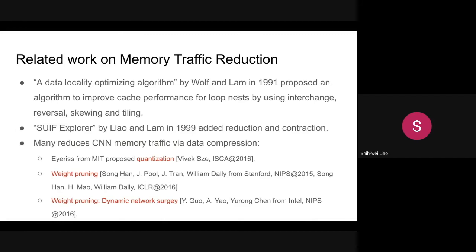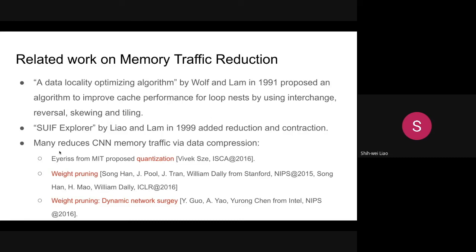There's a bunch of related work on memory traffic reduction. In 1991, Monica Lam, who is my advisor at Stanford, and her student at the time, Michael Wolf, wrote a seminal paper called Data Locality Optimizing Algorithms. In 1999, my advisor and I wrote SUIF Explorer. SUIF stands for Stanford University Intermediate Format. That's the compiler from Stanford University. In addition to the unimodular transforms, which are interchange, reversal, and skewing, and also tiling from the 1991 paper, we added reduction and array contraction to the toolbox, so we can do more memory traffic reduction.